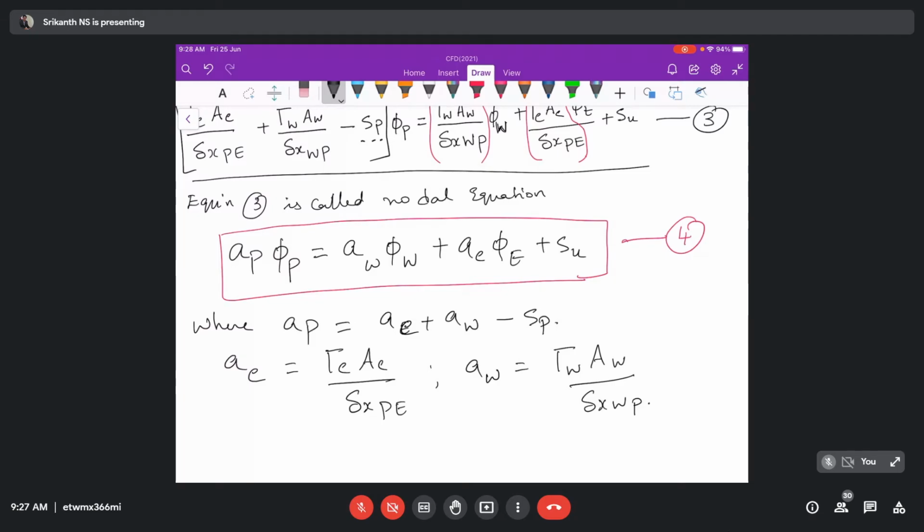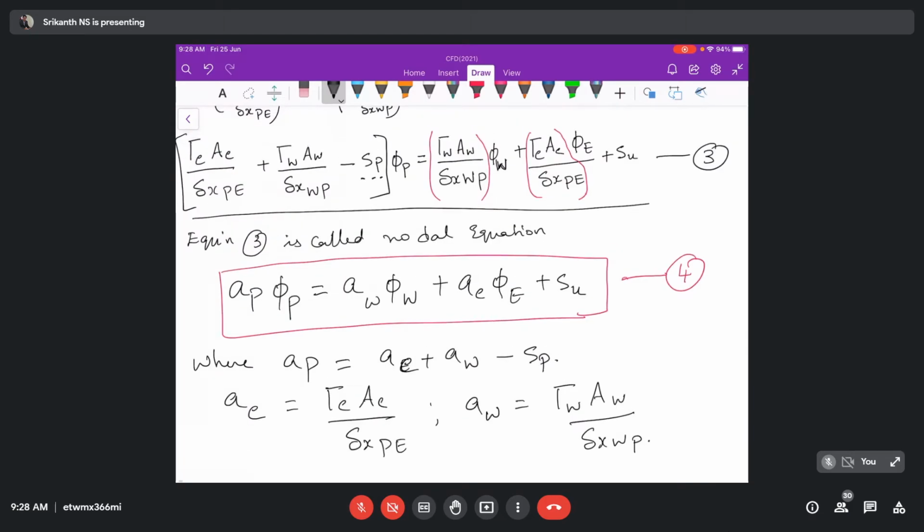Is it okay? You can see AP, I can write it as AE plus AW minus SP. See here, gamma E AE divided by delta X PE is nothing but AE, and gamma W AW divided by delta X WP is nothing but AW. So I can write AP as AE plus AW minus SP. Okay, guys, all of you. So this is what is called the nodal equation. This is also called the generalized nodal equation. You can write it as generalized nodal equation.